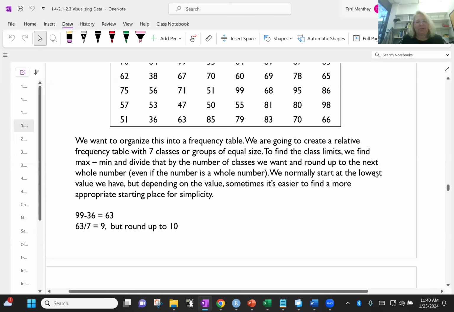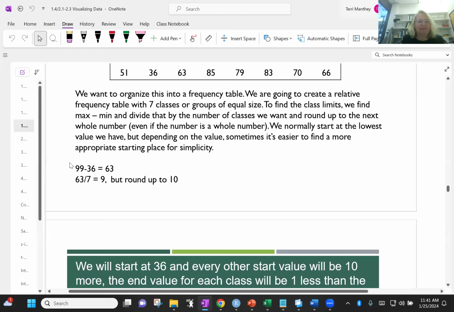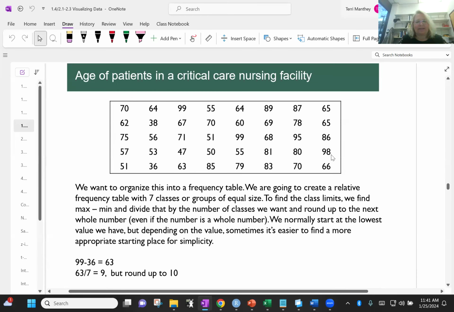So what we're going to do is start with the lowest value we have. Sometimes, depending on the value, it's easier to start with a whole number. So if the numbers aren't whole numbers, sometimes it's easier to say, well, I'm not going to start at 0.45, I'll start at 0 or something like that. So we start out, we go 99 minus 36 is 63, because I can see what the highest and the lowest are, 99 and 36.